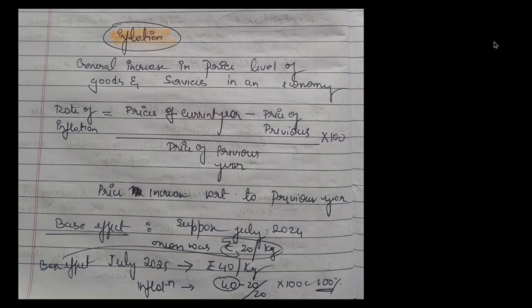This is nothing but the general increase in the price level of goods and services in an economy. As inflation increases, there is more money in society. People have more money in their hands, right? So for that, we say inflation increases in society. The rate of inflation is equal to the price of the current year minus the previous year, divided by the previous year, into 100. So we take the previous year's price in order to calculate the rate of inflation.